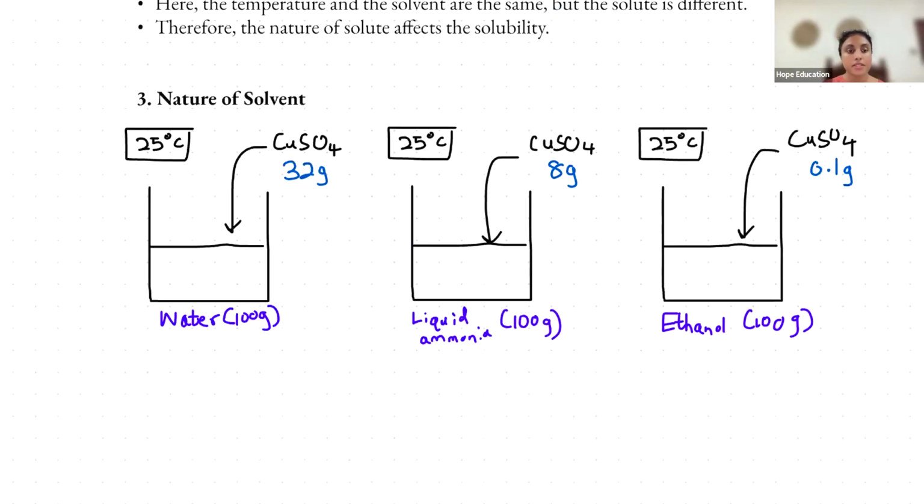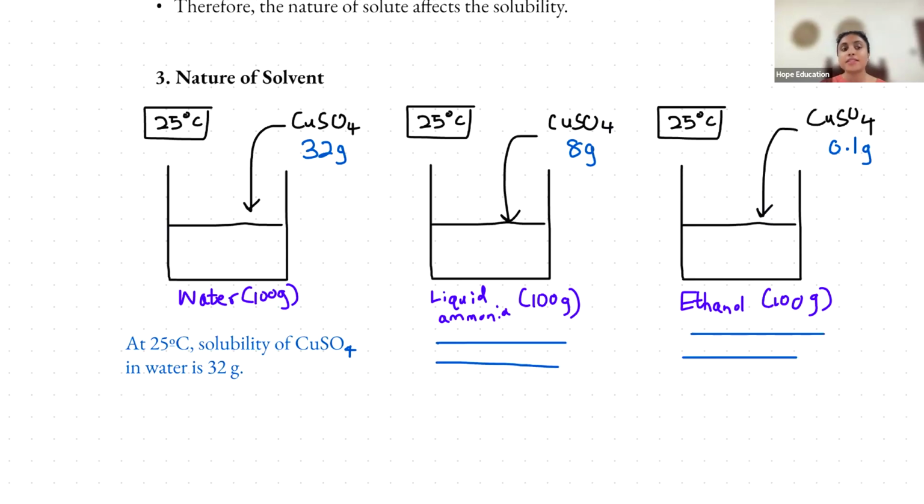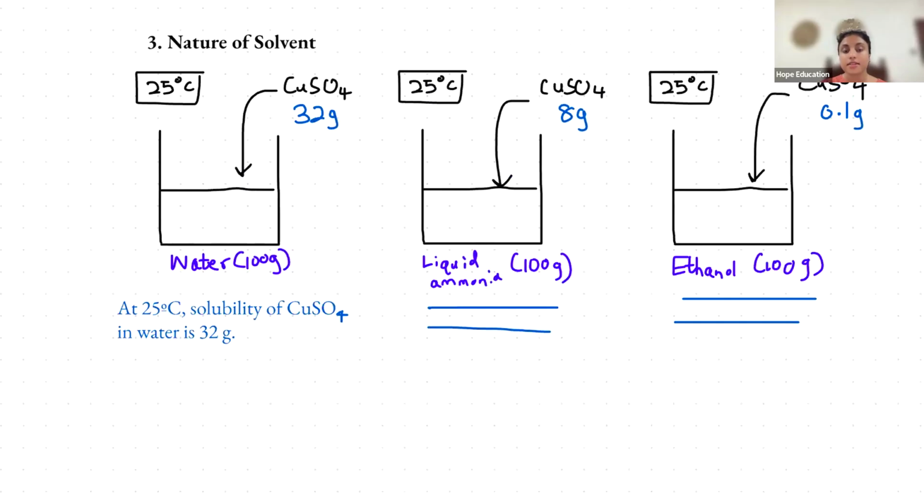So you can write the solubility statements for each. At 25 degrees Celsius, solubility of copper sulfate in water is 32 grams. Likewise, you can write the others. At 25 degrees Celsius, solubility of copper sulfate in liquid ammonia is 8 grams. And here also you can write. So from this, it's very clear for us that nature of solvent also affects the solubility.